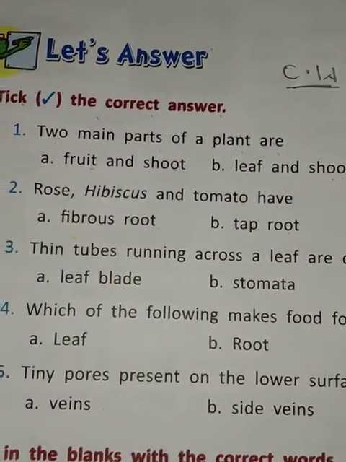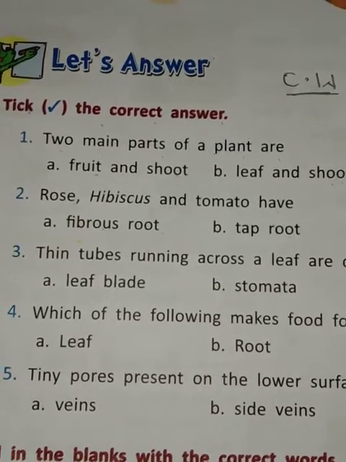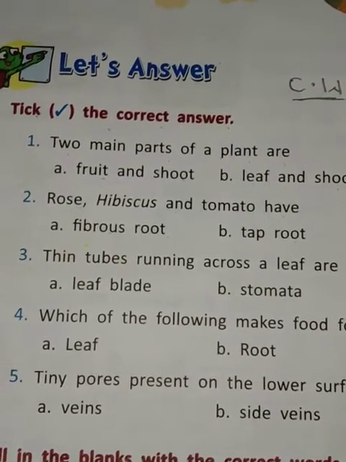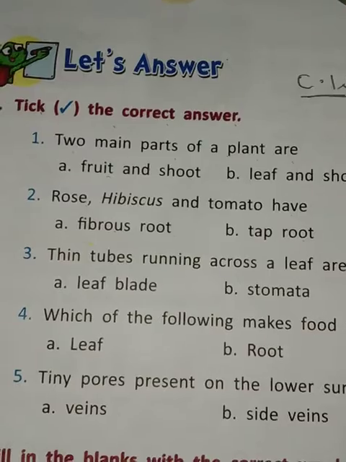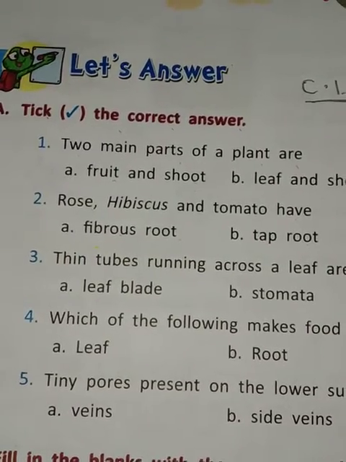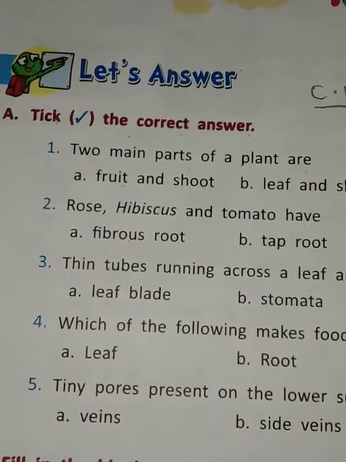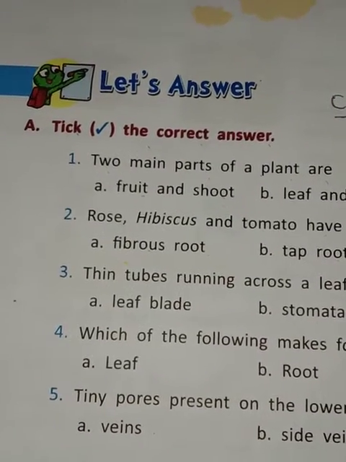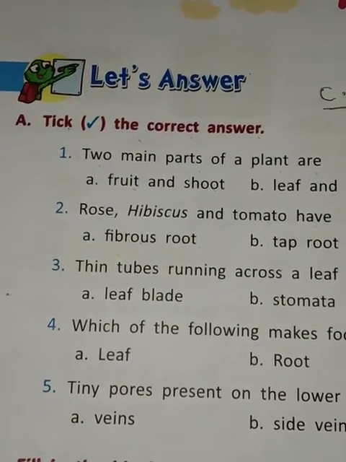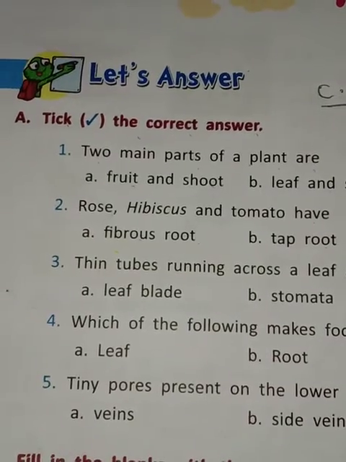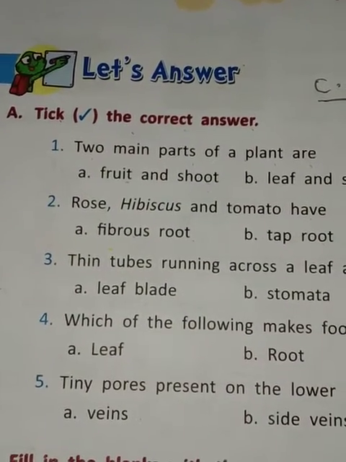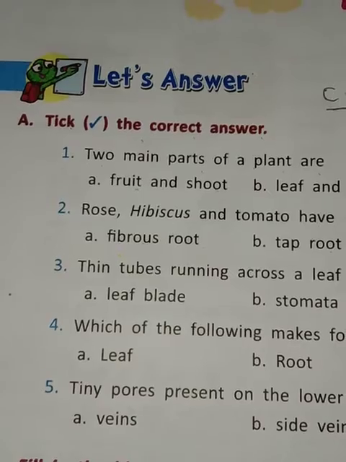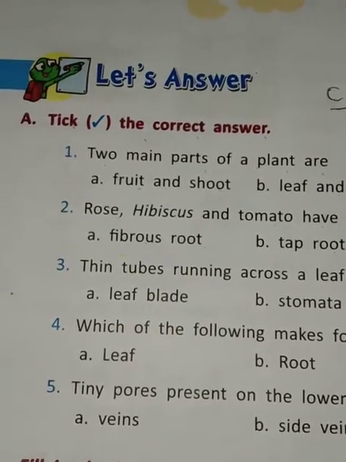students, already I have explained about taproot. Taproot consists of a main thick root which grows from the end of the stem. Many small roots arise from the main root. Now examples of taproot are like hibiscus, rose and tomato.